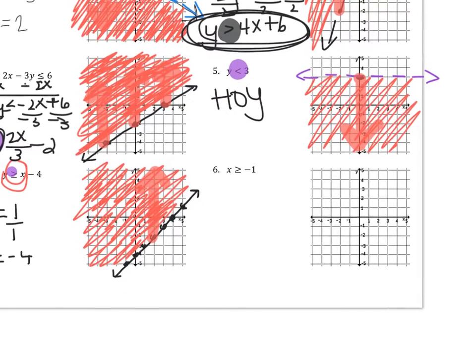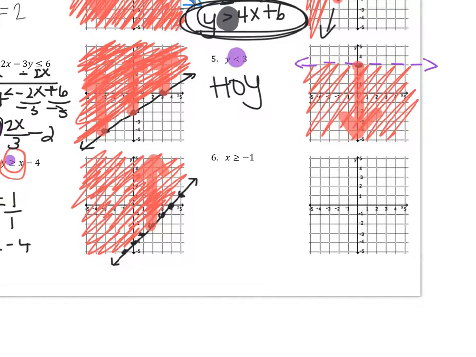And if I do the last one, this is a funny type of line. It's a vertical line. So I'm going to plot it at -1. I'm now going to look at my inequality symbol. Am I going to draw a dotted line or a solid line? A solid line.